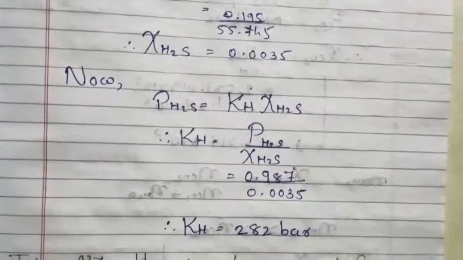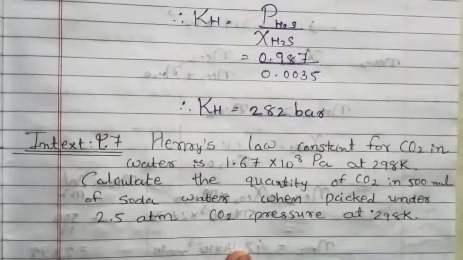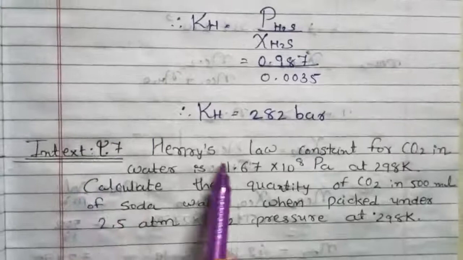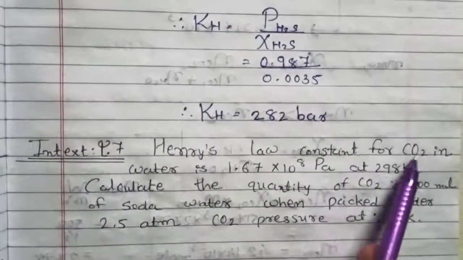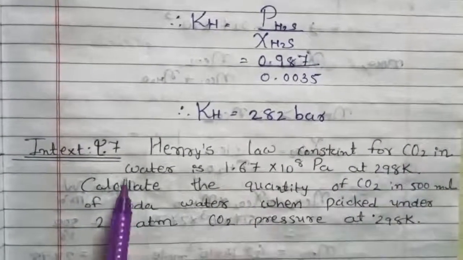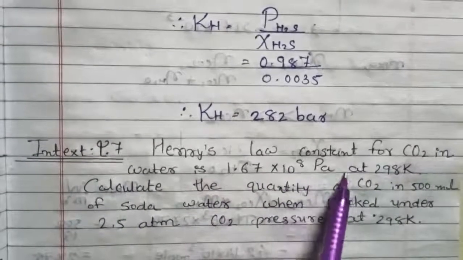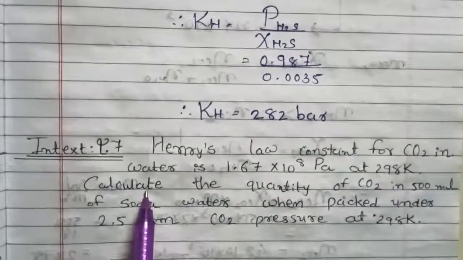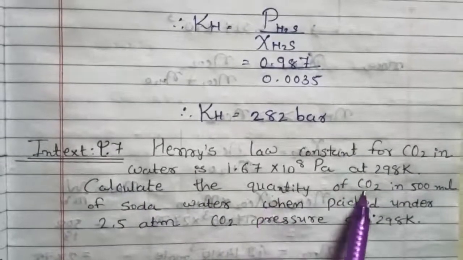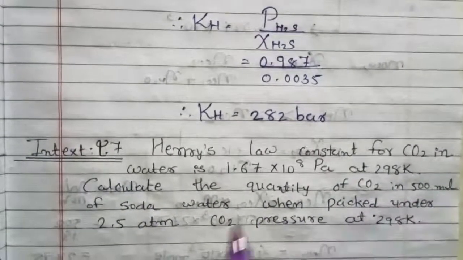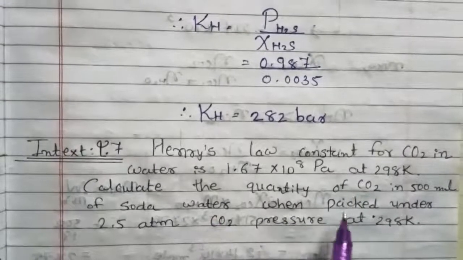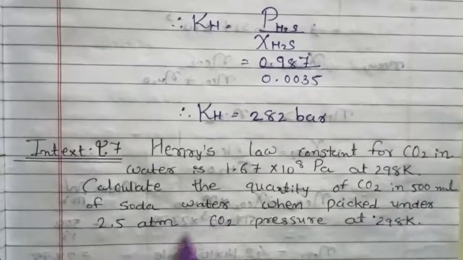Now the next in-text question, in-text 2.7. Henry's law constant for CO2 in water is 1.67 into 10 to the power 8 Pascal at 298 Kelvin. Calculate the quantity of CO2 in 500 ml of soda water when packed under 2.5 atm CO2 pressure at 298 Kelvin.